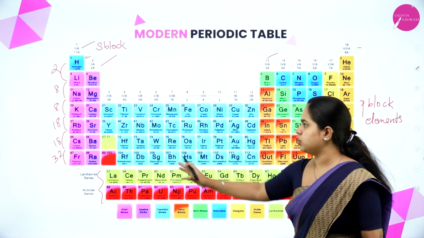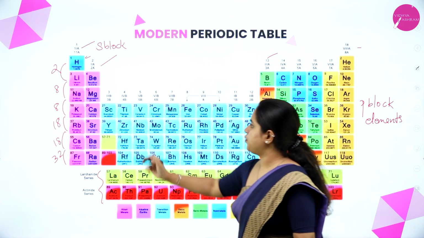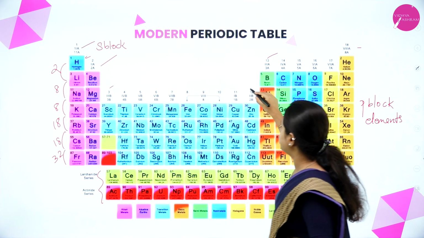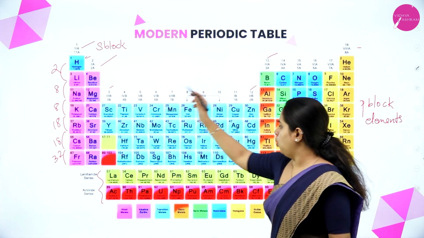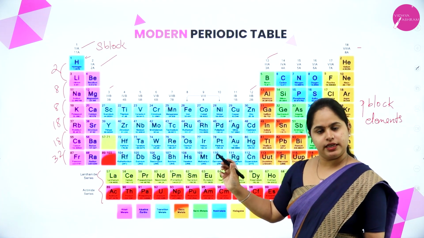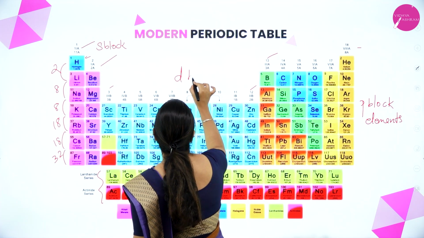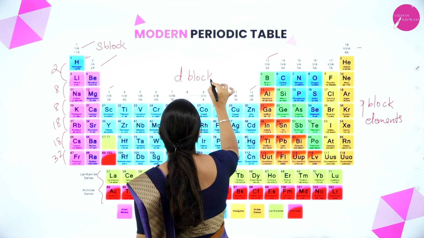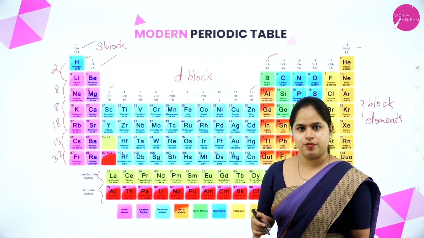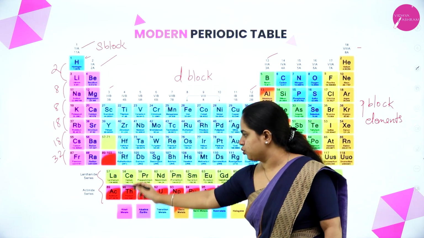And now coming on to the middle part, that is from group 3 to group 12. Yes, this whole blue part you can see. From group 3 to group 12, it belongs to D block elements. Right. Now, what about these two?